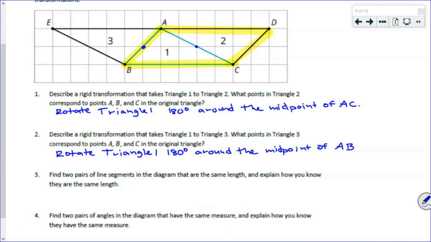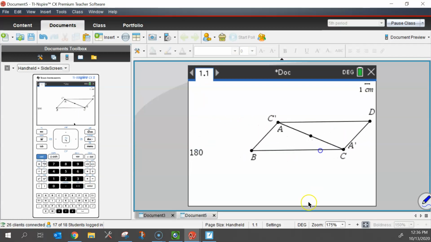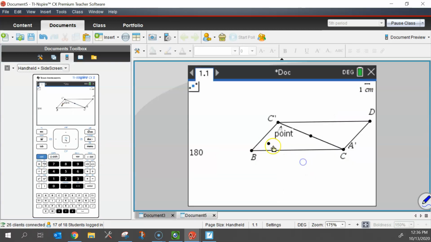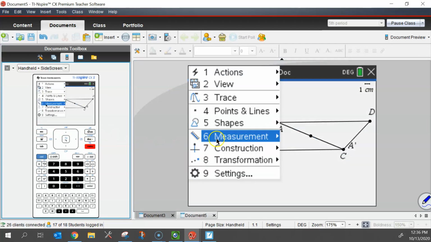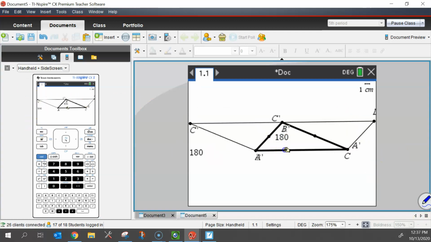And again, I will model this in the calculator. I don't want you guys to just trust me. So I'm going to go menu, construct, and I'm going to construct that midpoint. Now I have a point to rotate it around. Menu, transformation, rotation, rotating this triangle around this point 180 degrees. And you can see that is the exact image that we have on our paper, okay?